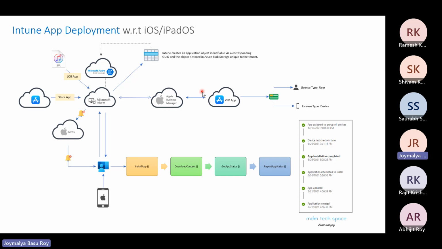Again, there is a star condition applied. If the VPP app is of license type user, then you will need an Apple ID configured on the device. But if it's license type device, then you do not need an Apple ID configured on the device. So mostly we deploy VPP apps of license type device, so that end users do not actually have to sign into the app store, but still can have all the applications available to them.